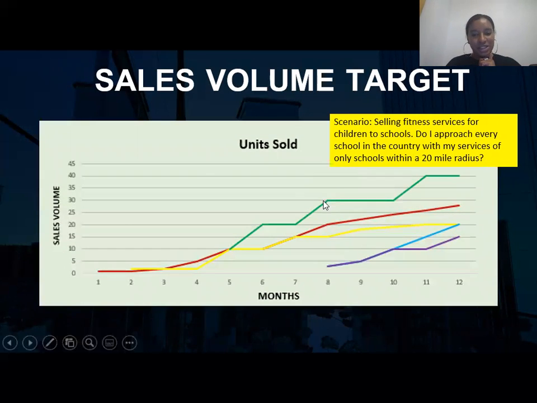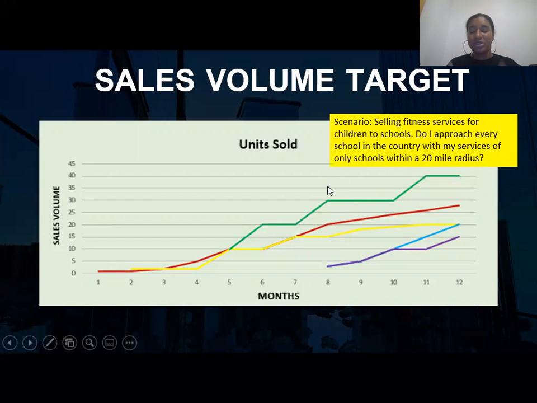When I set the sales target and said, in August, I need you to sell to 30 schools, is there any point in them contacting every school in the country? Absolutely not. Contact the schools within a 20-mile radius, help me meet my targets. If we only meet 25, then we can put a small number of resources towards getting the next 5.